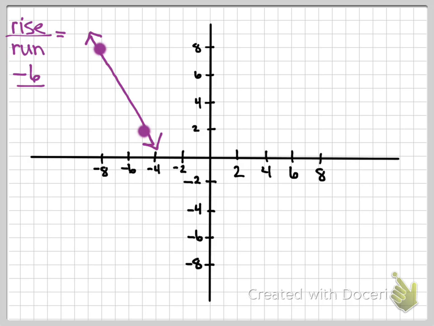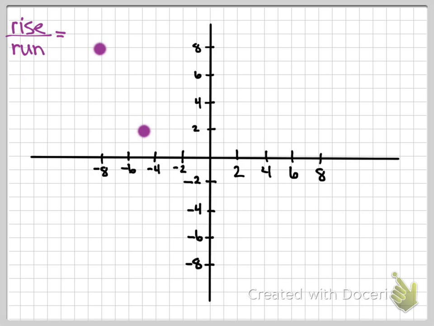And my run, I go from a -8 to a -5. So how many did I go over? 3. -6 over 3 can be reduced to -2. Okay, see it now? Okay, remember guys, if it's going down, we've got to have that negative.